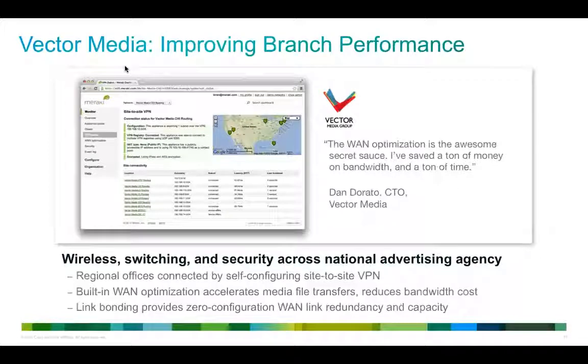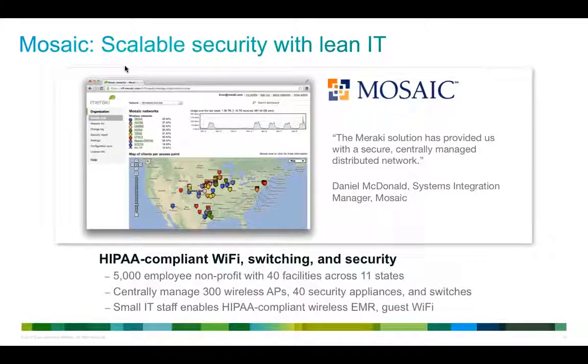Vector Media utilizes our site-to-site VPN, very easy for them to set up and monitor. They also utilize our WAN optimization feature. This is a feature that compresses files as they get sent across the VPN. This reduces your bandwidth cost, and it's also very easy for them to set up and monitor. Finally here, Mosaic Healthcare.